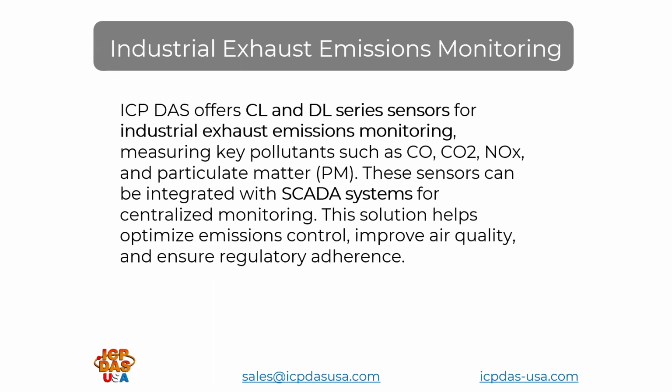ICP-DOS offers CL and DL series sensors for industrial exhaust emissions monitoring, measuring key pollutants such as CO, CO2, NOx, and particulate matter. The CL series provides high-precision monitoring for gases like CO and VOCs, while the DL series focuses on real-time data logging for various environmental parameters. These sensors feed into ICP-DOS data loggers, which can be integrated with SCADA systems for centralized monitoring and compliance. This solution helps to optimize emission control, improve air quality, and ensure regulatory adherence.